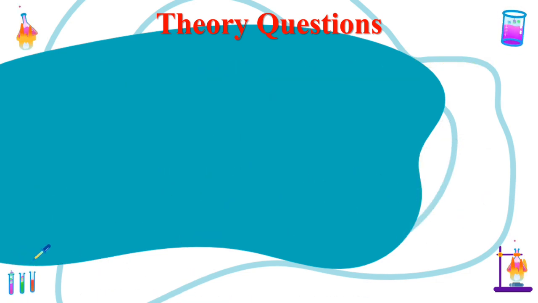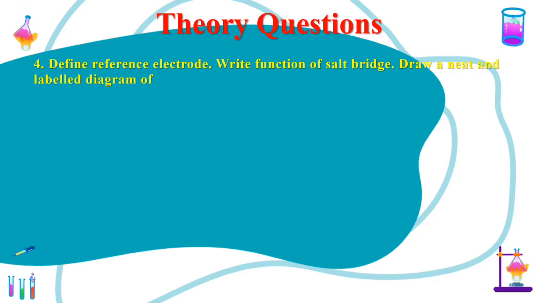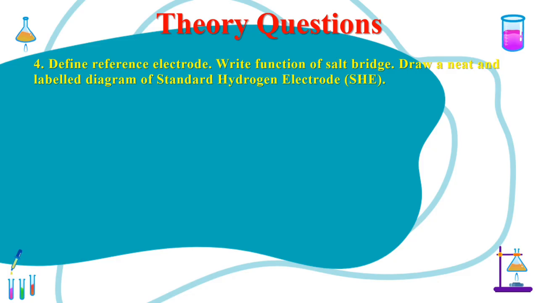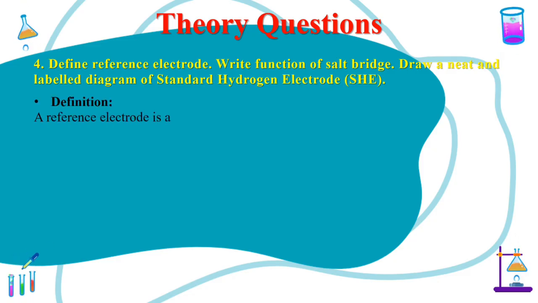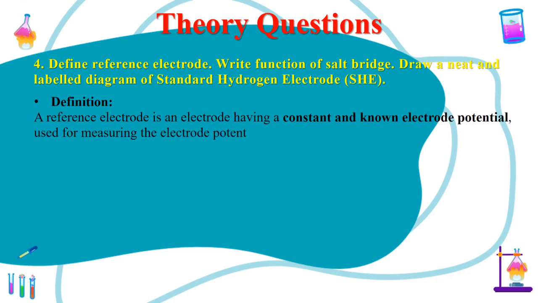Last but not the least theory question is: define reference electrode, write functions of salt bridge, draw a neat and labeled diagram of the standard hydrogen electrode. Let us focus on the answers. A reference electrode is an electrode having a constant and known electrode potential, used to measure the electrode potential of other electrodes.